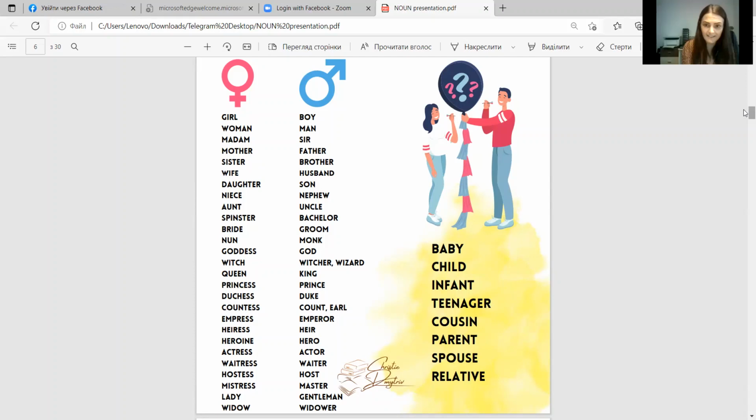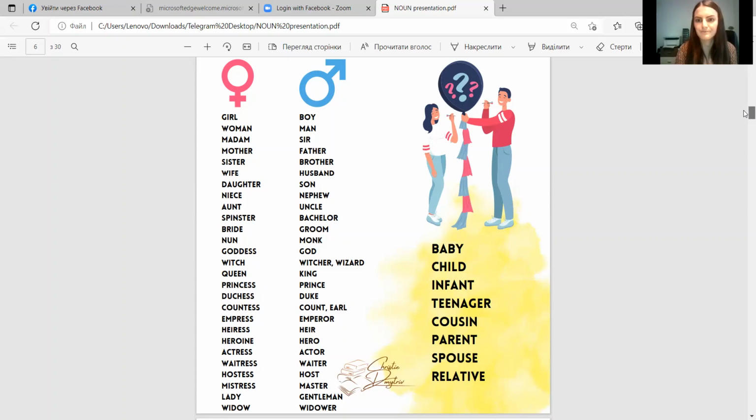The same situation with child, infant, дитина, teenager, підліток, cousin, двоюрідний брат або сестра, parent, somebody of your parents, mother or father, spouse, wife or husband. For example, never argue with your spouse, like in general, never argue with your wife or husband. And relative, родич. And again, when you talk about relatives, it could be uncle, aunt, grandmother, grandfather. So it depends on the context. But if, according to the context, you know the sex, the gender, of course you will use he or she.